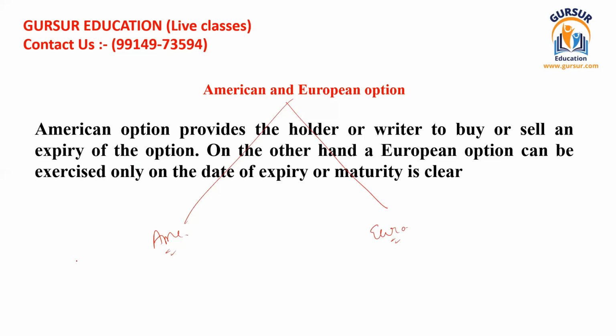Each and every contract has a delivery or maturity date. So European options can be exercised only when the maturity occurs.